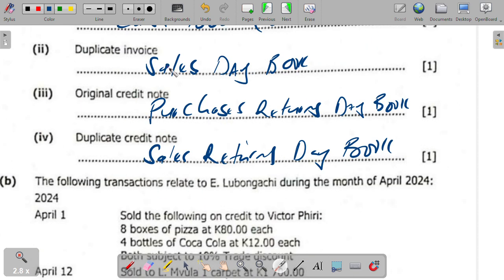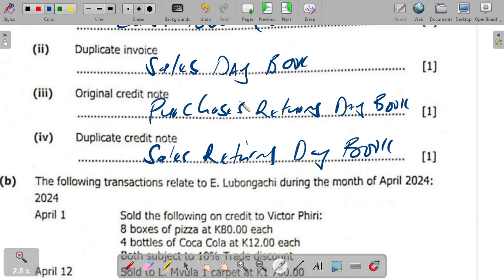Number 3, original credit note. There's original credit note and duplicate credit note. So pay attention. Original credit note is recorded in the purchases returns day book. An original credit note is received by the buyer. This document goes to the buyer when goods are returned to a supplier.